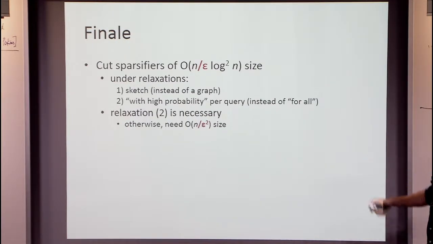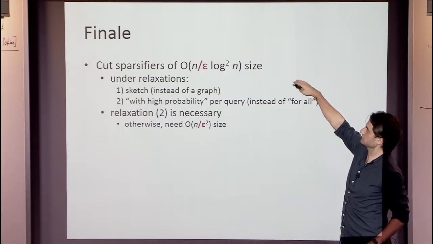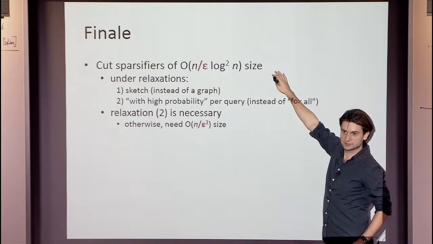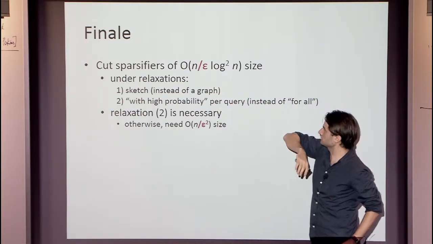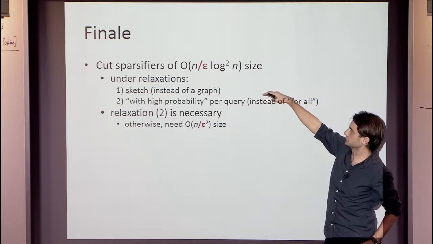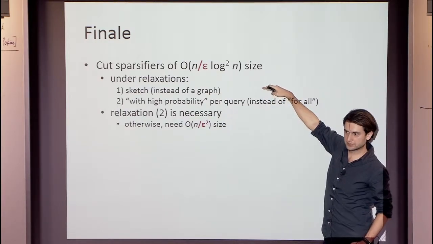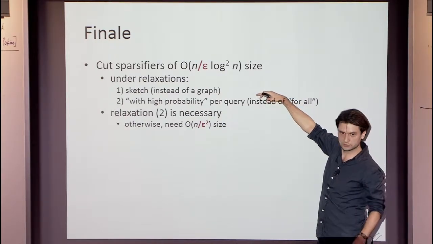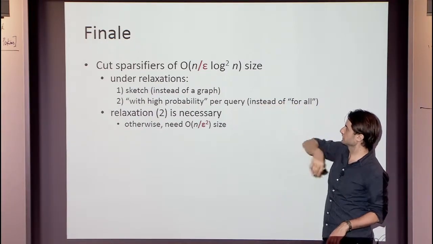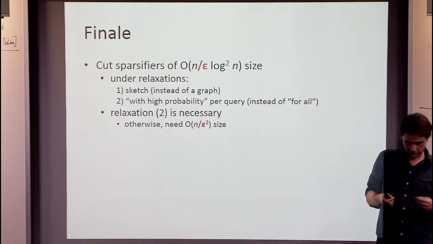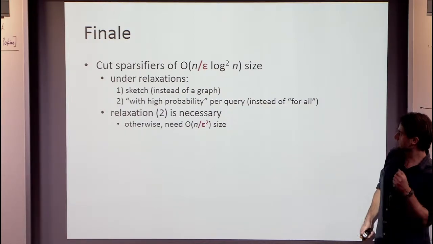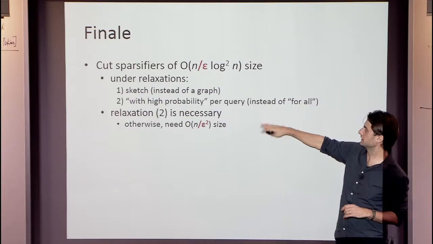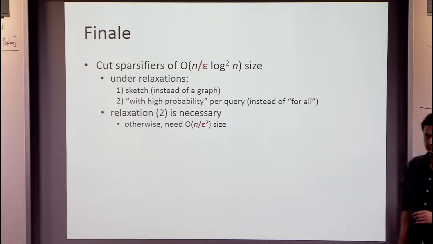Let me just conclude. What this talk was about is cut sparsifiers of size n by epsilon, in particular linear dependence on 1 over epsilon, under two relaxations. One is that the sketch is not a graph but a general data structure, and two is that the guarantee is with high probability per cut query. Relaxation two is really necessary, otherwise we need size n by epsilon squared.